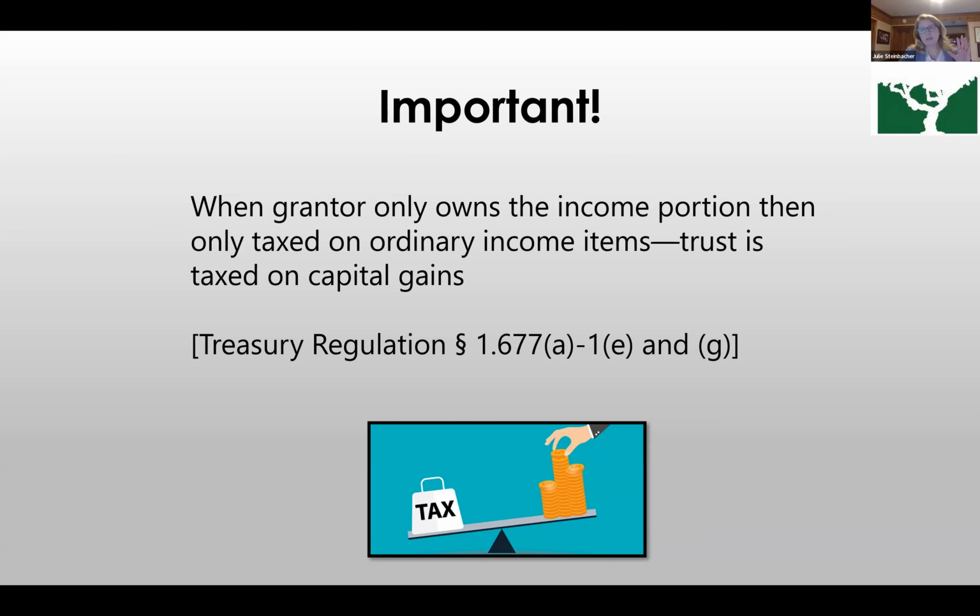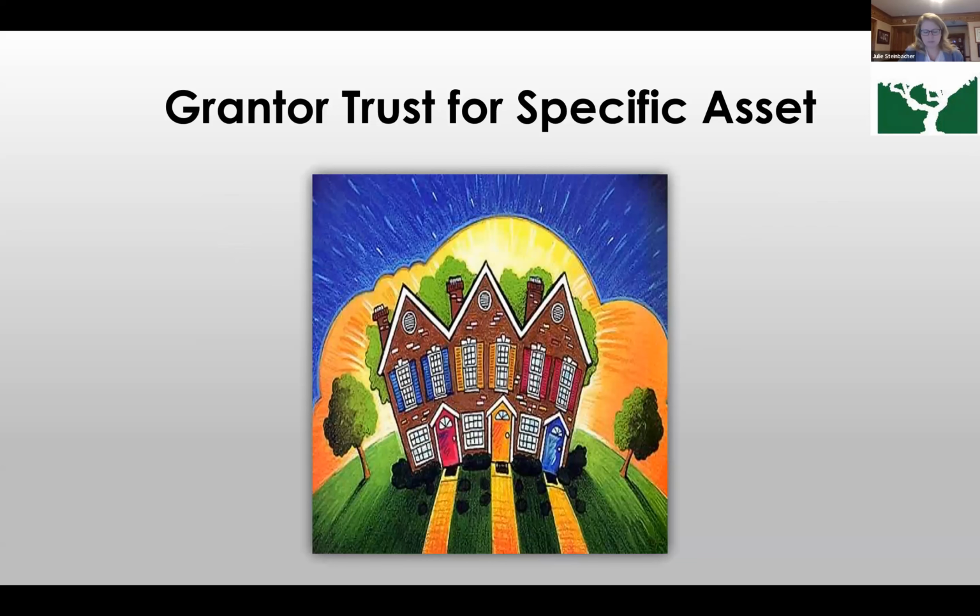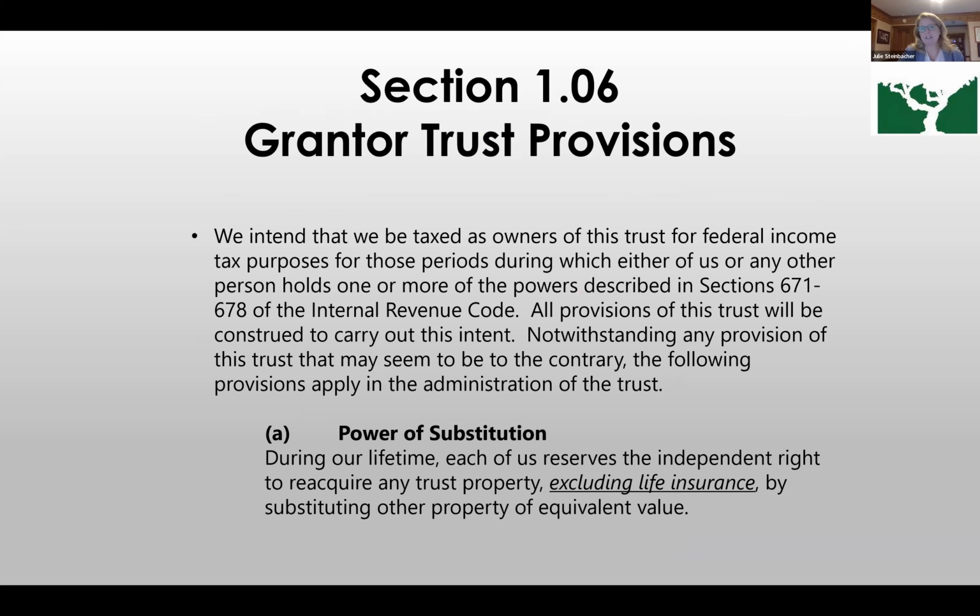I've talked about how we can be a grantor trust for income or principal. We also can be a grantor trust for a specific asset. So here's some wording that says, excluding life insurance. During the lifetime, we reserve the independent right to reacquire any of the property except for the life insurance. So it's a grantor trust as to everything, non-grantor as to life insurance.